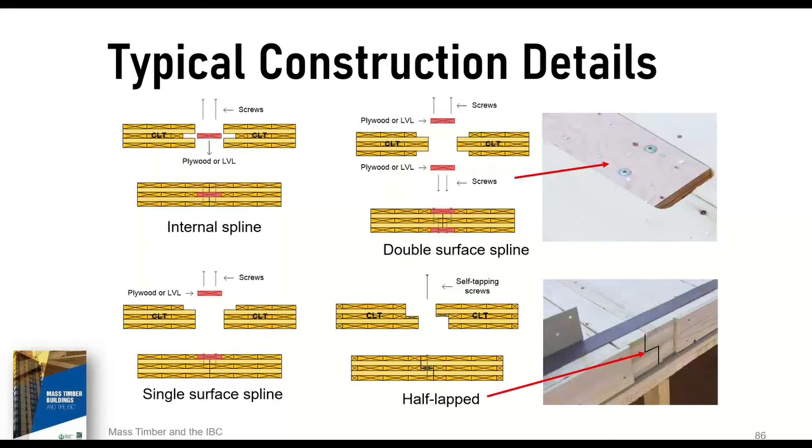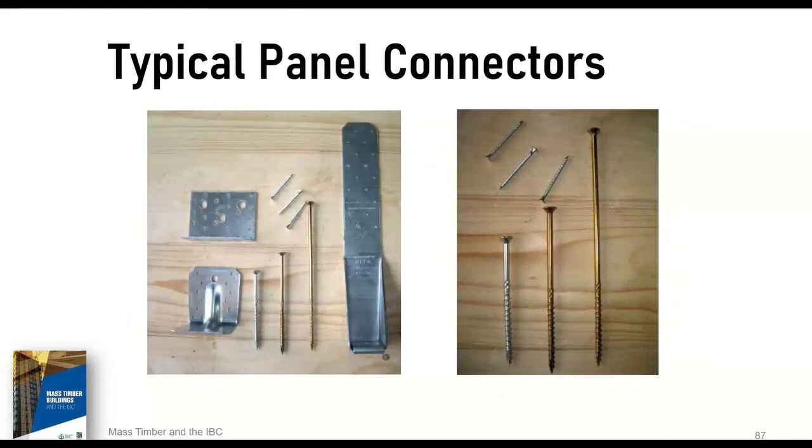This slide of graphics I put together to show some of the typical connections used for CLT. You'll notice that you've got internal splines, double surface splines, a single surface spline, and half-lapped. A lot of different ways to connect the different panels so that they'll work as one. From a seismic standpoint, this produces more of an ordinary structural system. However, there is research and testing occurring that is developing special seismic designs and special seismic systems for the future.